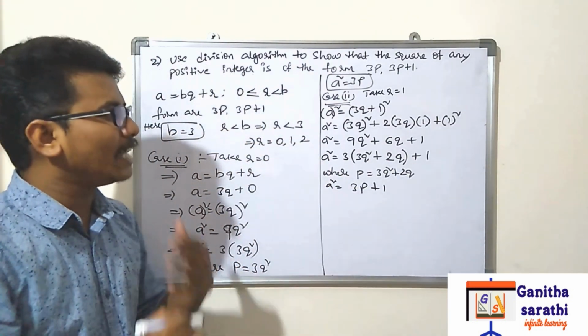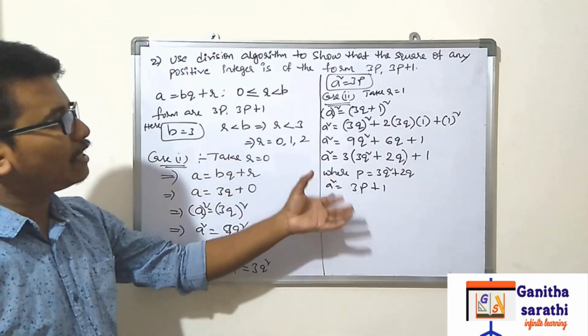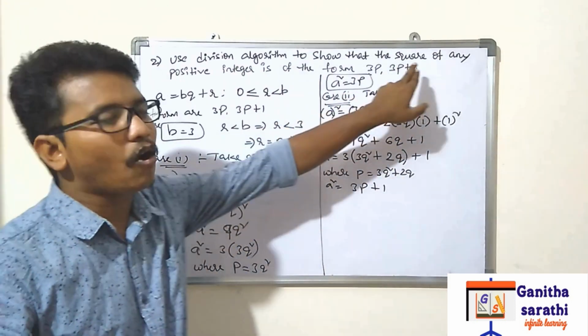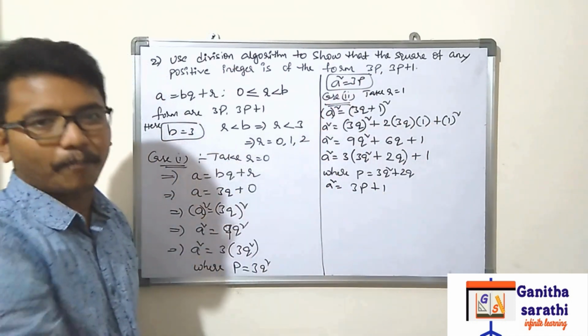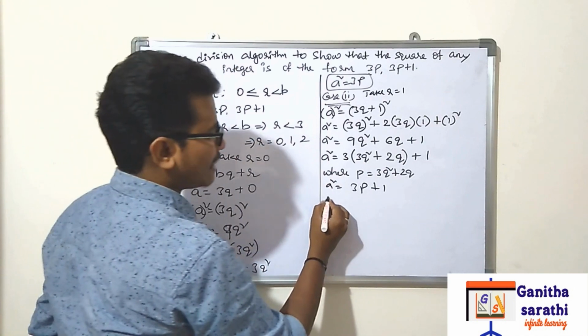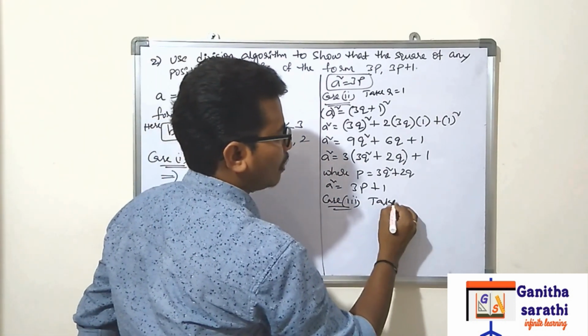Why are we taking 3 as a common part? Because we should show that the square of any positive integer is of the form 3p or 3p plus 1. Okay, 3p is completed, 3p plus 1 is completed. Now let us move on to case 3. What is case 3? Taking r equal to 2.